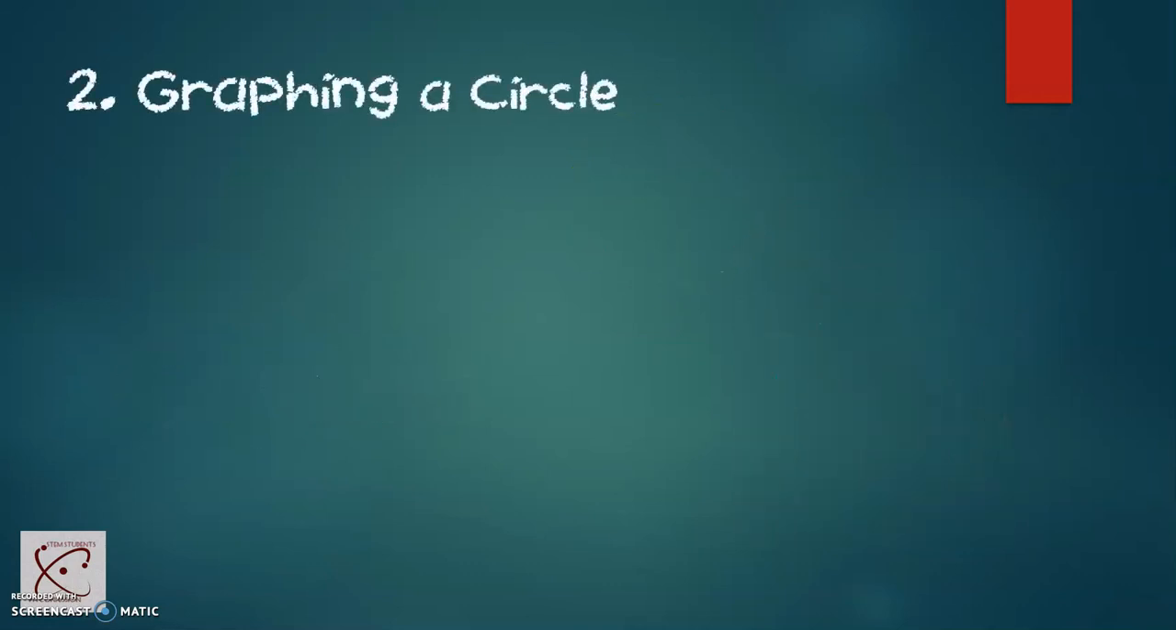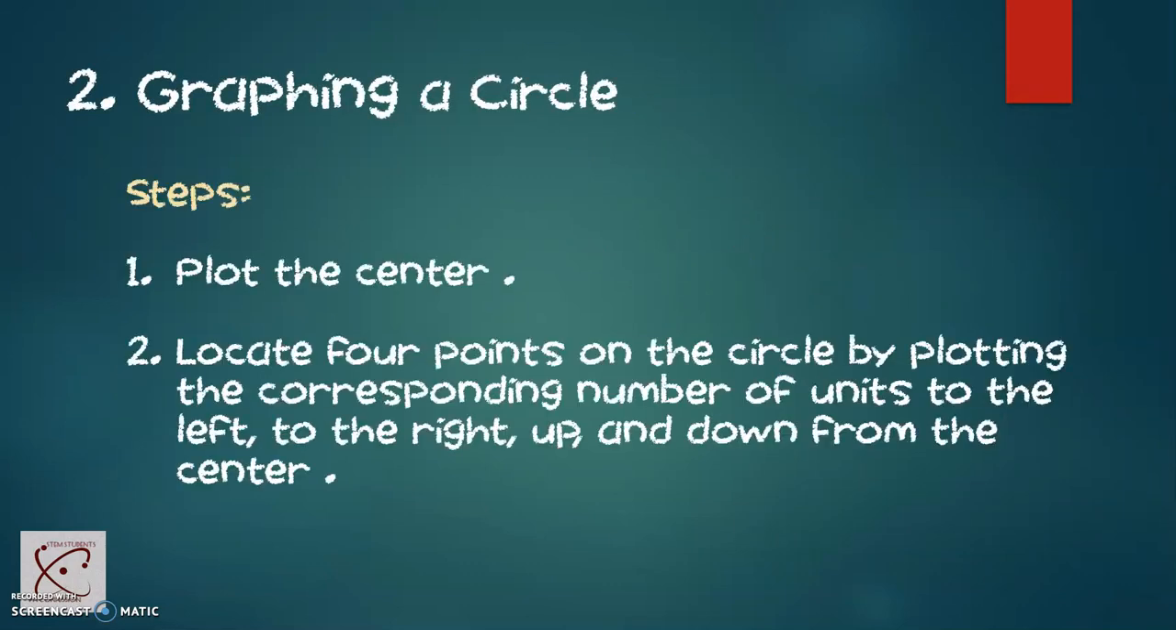In graphing a circle, so meron tayong dalawang steps. Una, plot the center. So, kung meron tayong given na coordinates for our center or points ng ating center, madali na natin siyang maipa-plot sa ating Cartesian plane, lalong-lalo na kung ang ating center is at point 0, 0 or at the origin. So, alam natin na yun ay located sa point of intersection ng x-axis and y-axis.